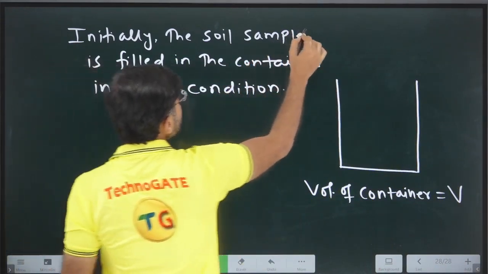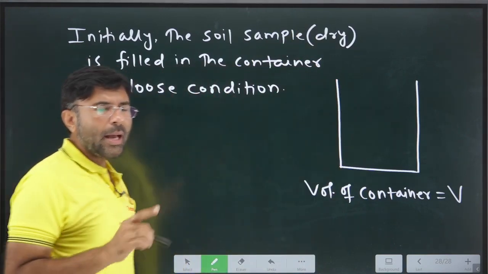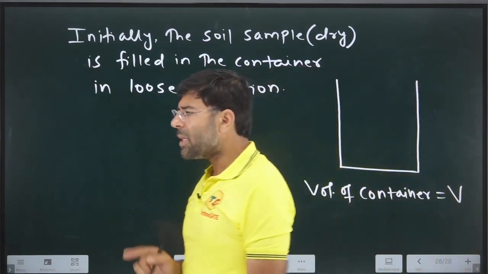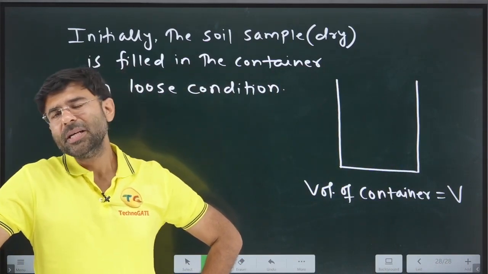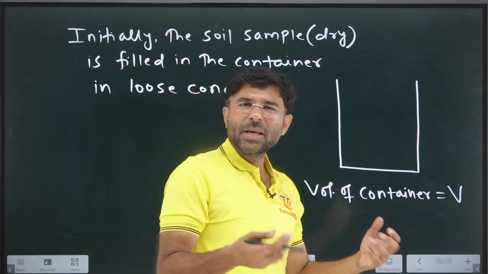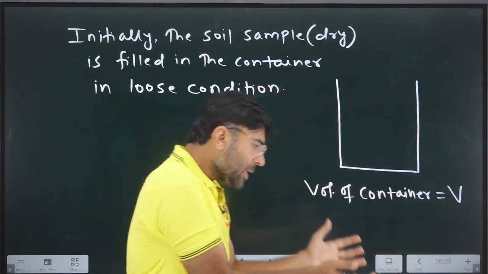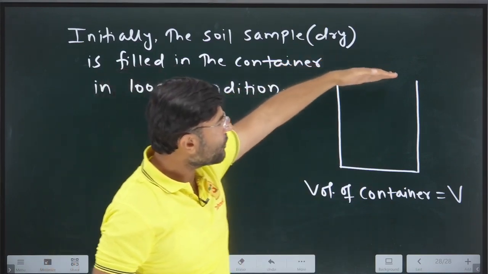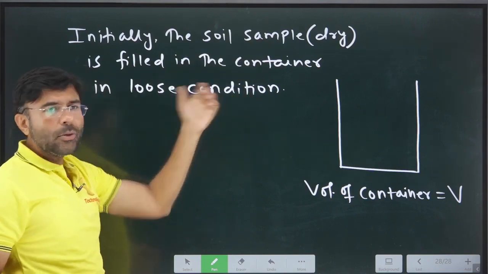And just make sure this sample should be perfectly dry. Make sure the sample which you have is perfectly dry. It must not have any trace of water in it. So what I have done, I have taken the sample from the ground, around 5 kg, 10 kg, whatever the value. I have kept that sample with a loose hand inside this container, and filled this container with the soil. So initially the soil sample was filled in the container in the loose condition.